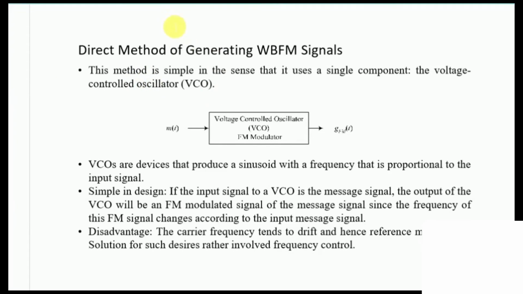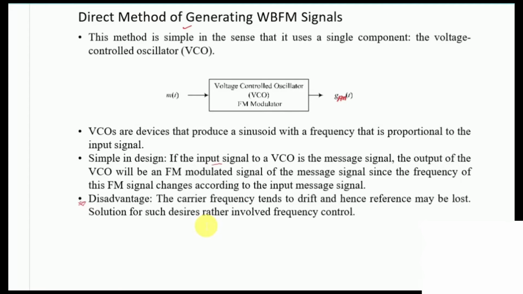So in the direct method, as I mentioned before, we have the message signal which is controlled using a VCO, voltage control oscillator, which is also called the frequency modulator, and then at the output we have g_FM(t). So it is very simple in design. Based on the input signal, you would get the output signal. However, there is a disadvantage, and the disadvantage is in terms of the carrier frequency, which often drifts.